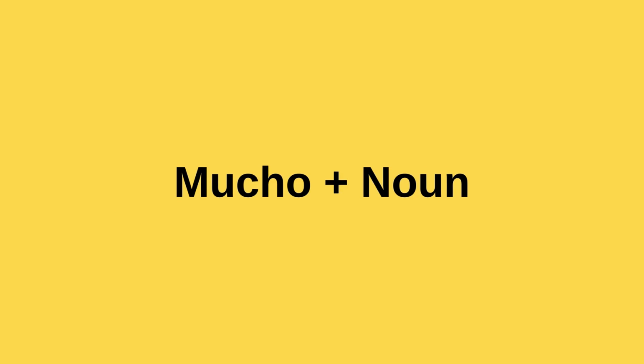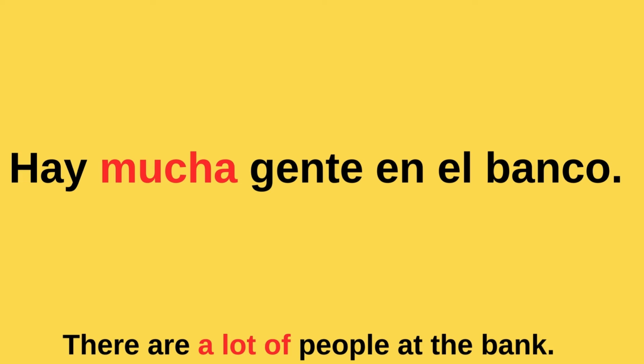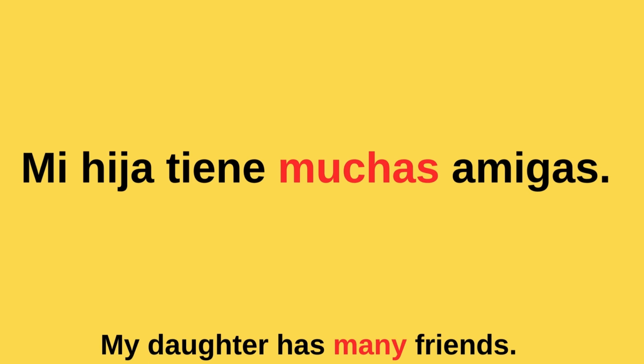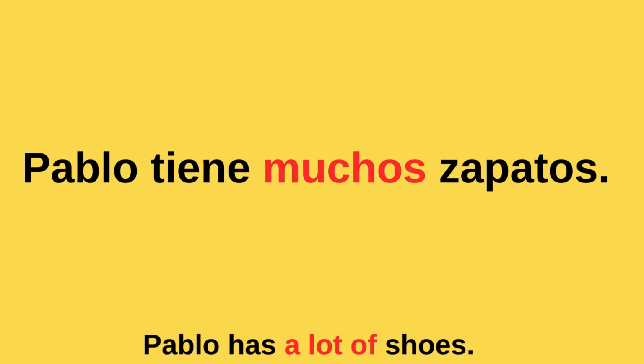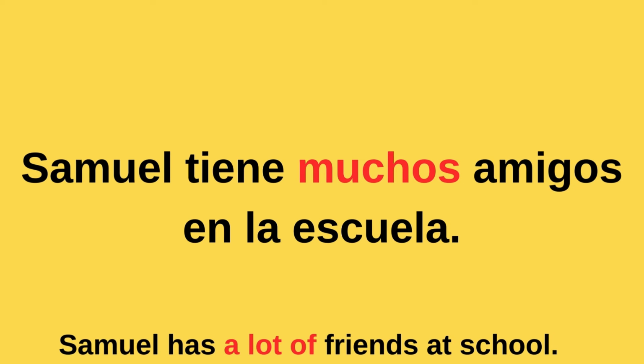Now let us look at some examples of mucho with a noun. Hay mucha gente en el banco. There are a lot of people at the bank. Mi hija tiene muchas amigas. My daughter has many friends. Pablo tiene muchos zapatos. Pablo has a lot of shoes. Samuel tiene muchos amigos en la escuela. Samuel has a lot of friends at school.